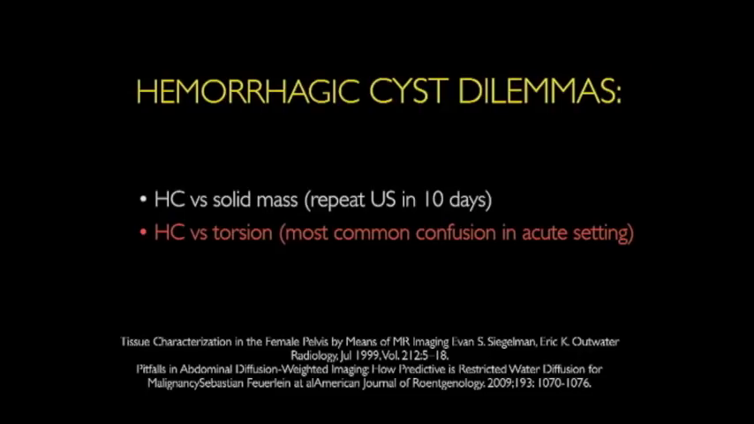So another kind of dilemma with hemorrhagic cyst, as we talked about, is whether it is a solid mass or truly a hemorrhagic cyst. If you're uncomfortable, you could follow it up. You don't have to wait for 4 to 8 weeks. You could do a follow-up in 3 days, 10 days, and you'll see change within it. You're reassured that this is a benign process. But the most confusing thing tends to happen when you don't know whether it's a hemorrhagic cyst versus torsion.